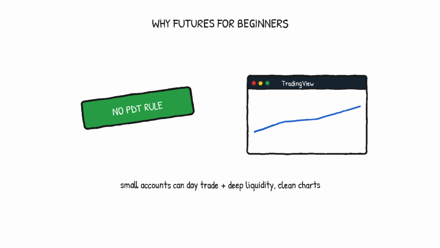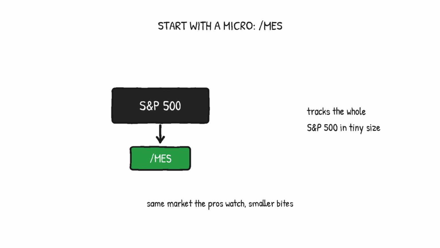As a beginner, the friendliest one to start with, and always recommended, is to use micro contracts like the Micro E-mini. For the S&P, the ticker would be /MES. It tracks the whole S&P in a tiny, affordable size. It's the same market the pros watch, but in smaller bites.